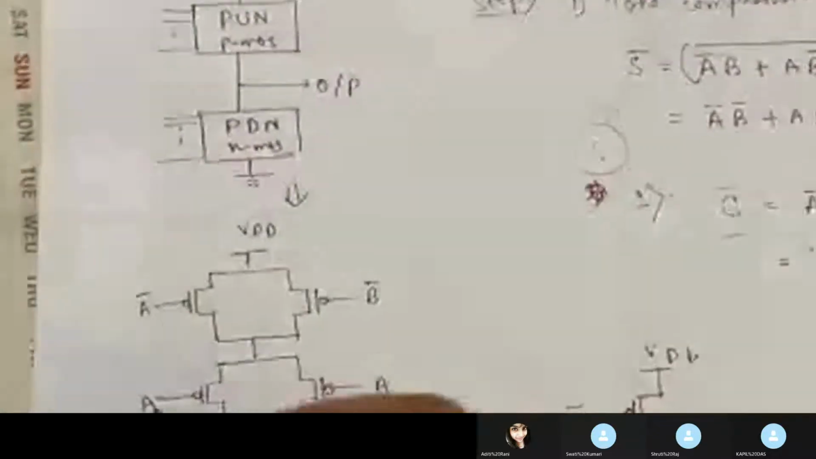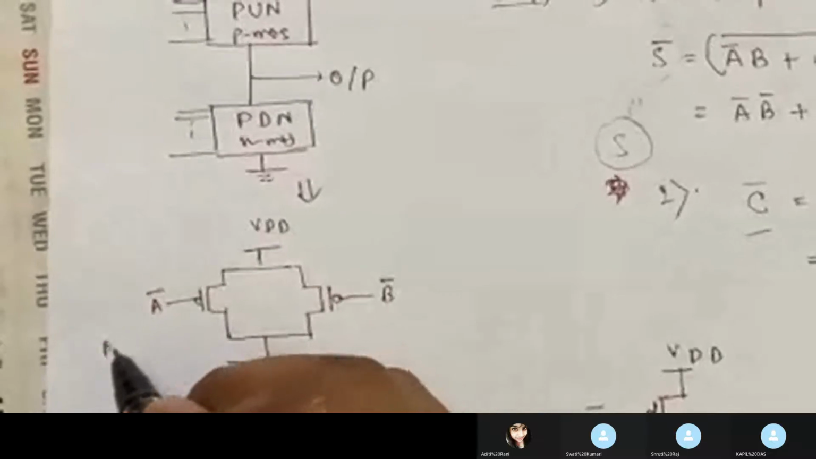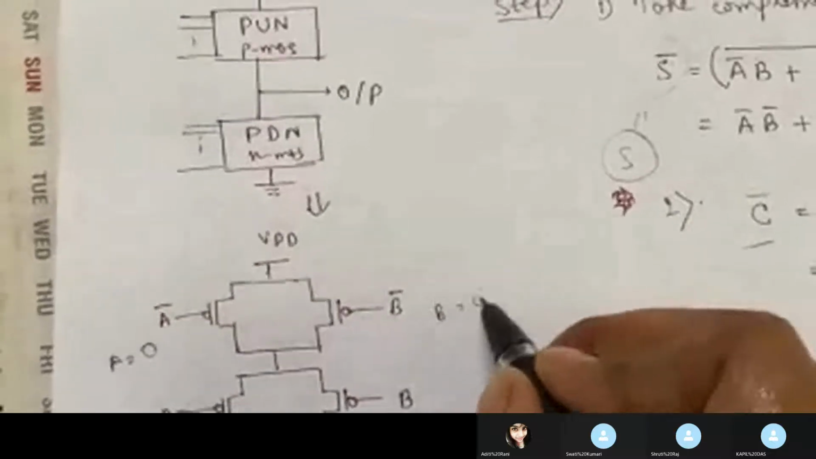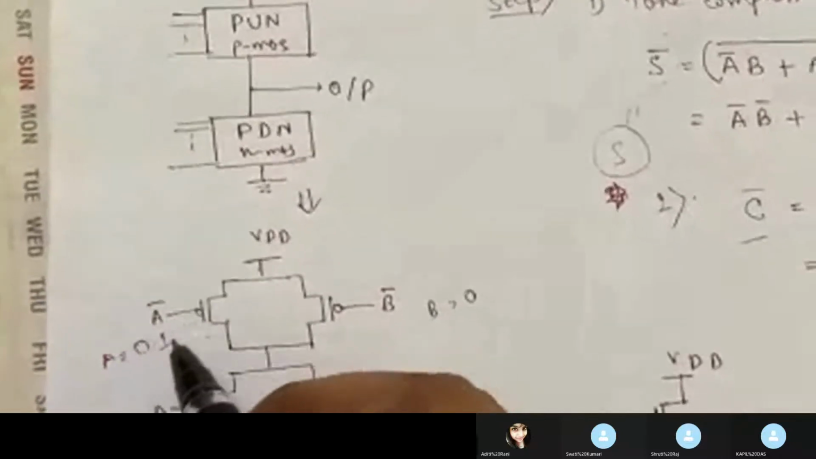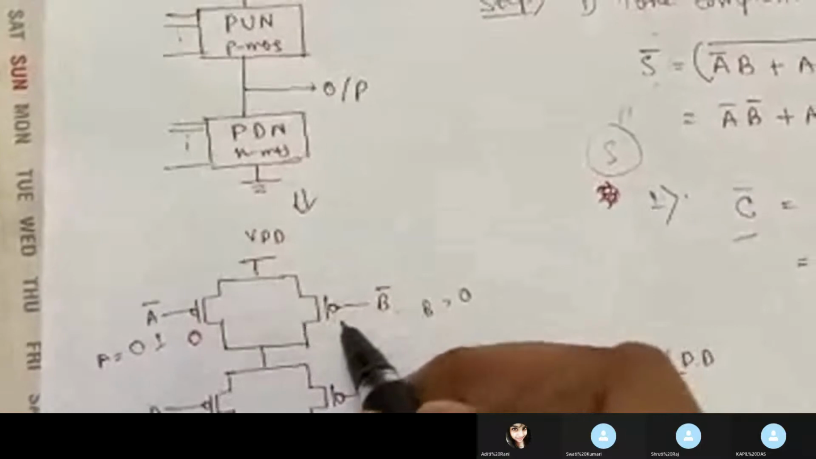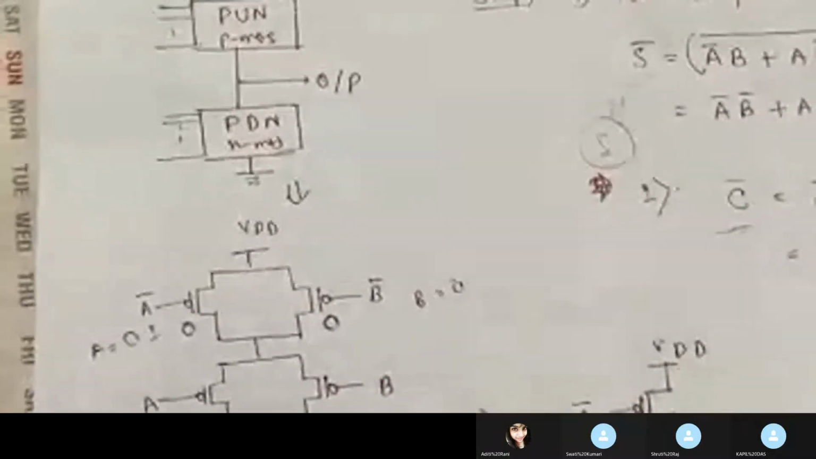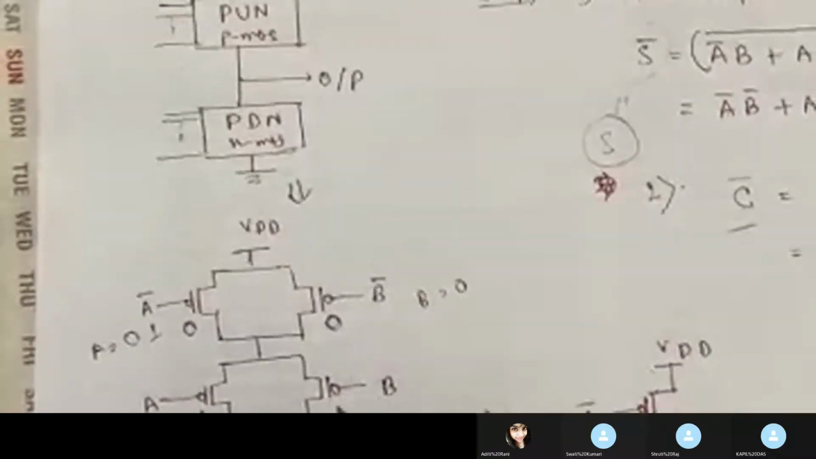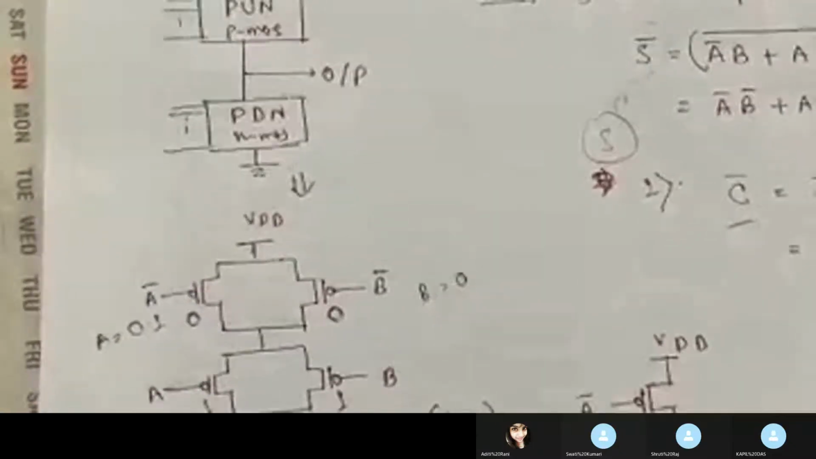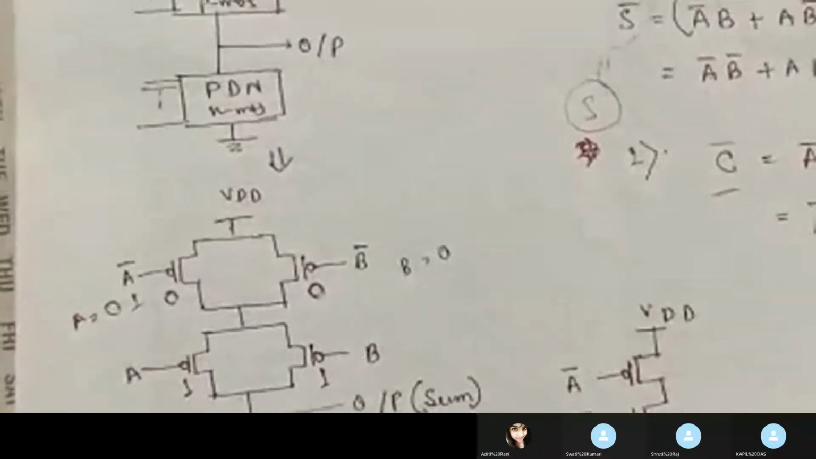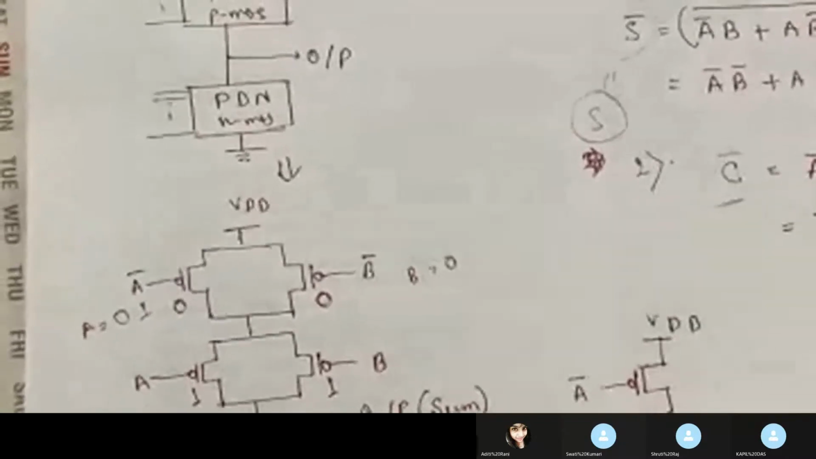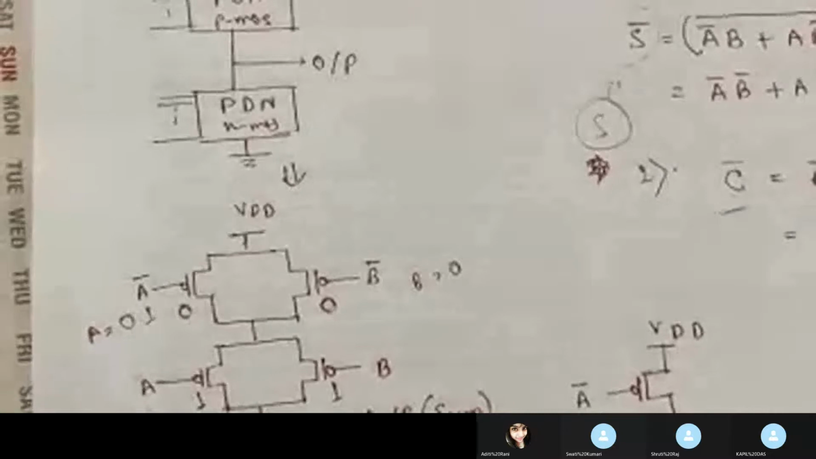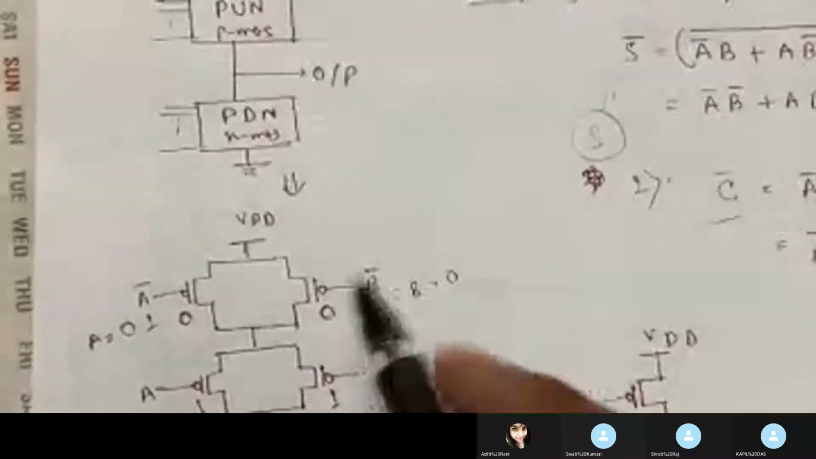So let's check for A equal to 0 and B equal to 0. If A is 0, A bar will become 1. So A bar will again become 0 here. So if A is 0, A bar is 1, B is 0, B bar is 1, right? Now see it from here. A bar, A is 0, means it will become 1. Here it is 0, B is 0. It is also 1. Now see it from here.